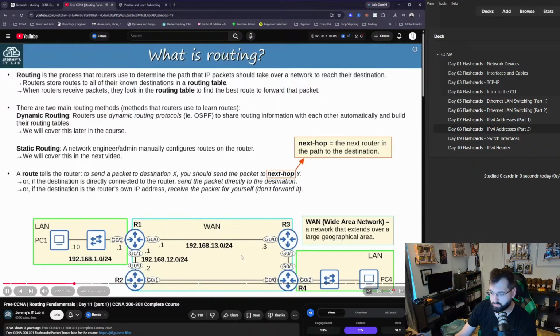R1 G0/0 as .1 and R3 G0/0 as .3. The WAN connection between R2 and R4 is 24.0/24, with R2 G0/1 as .2 and R4 G0/0 as .4. Then the final WAN connection between R3 and R4.